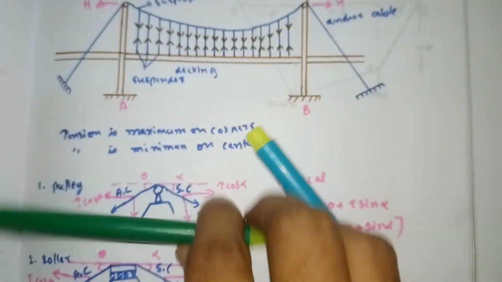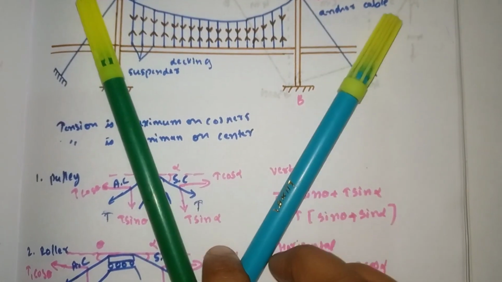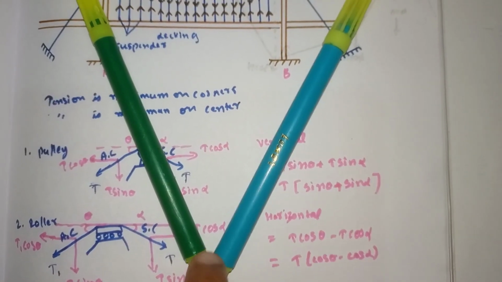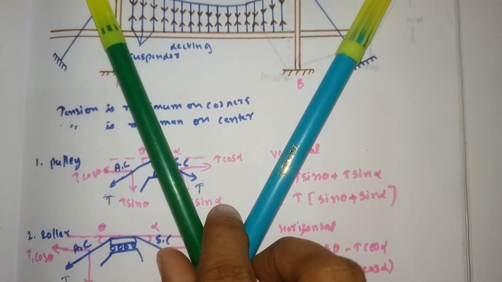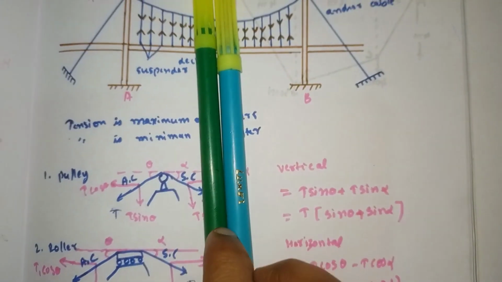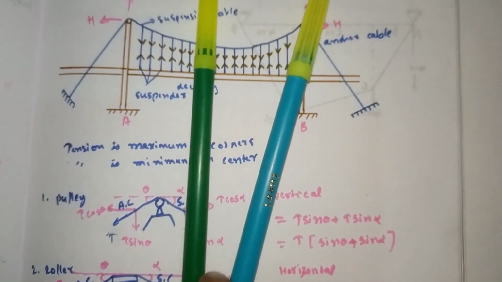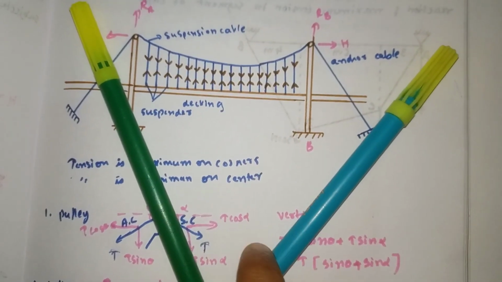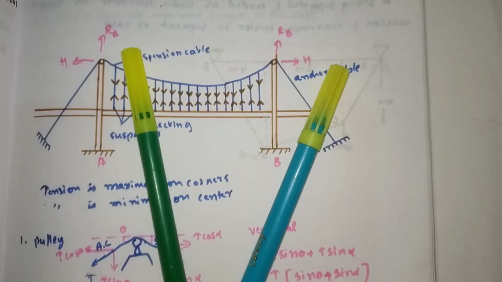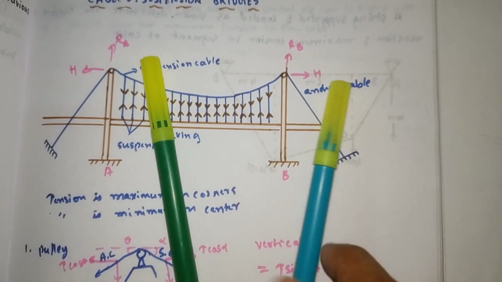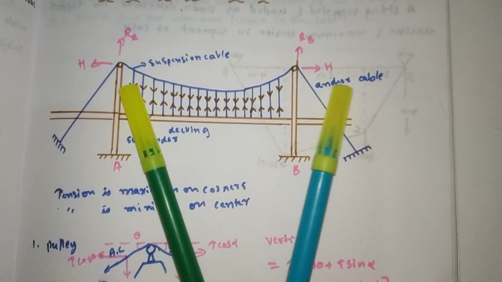In case of cable, our diagram will be like this. When we apply the load at the bottom here, what happens? It will come inward, like this. Because of this, our horizontal load always acts outward in case of cable. That's why in case of cable, our H always acts outward. I hope you all understood.